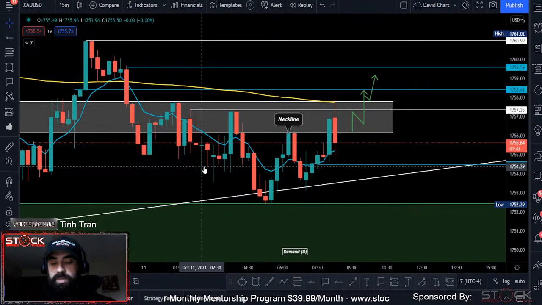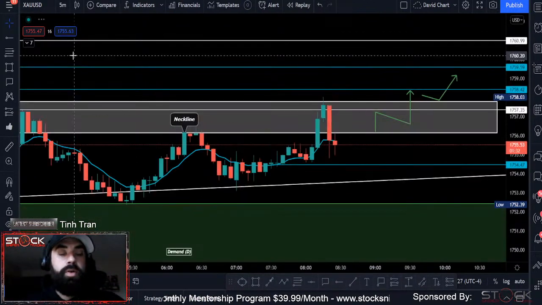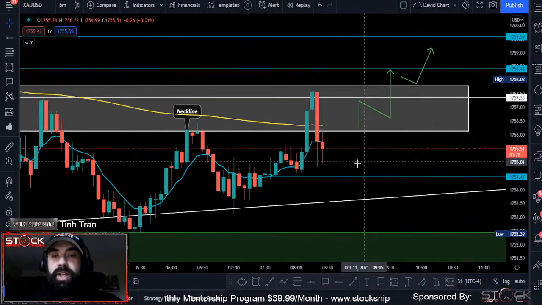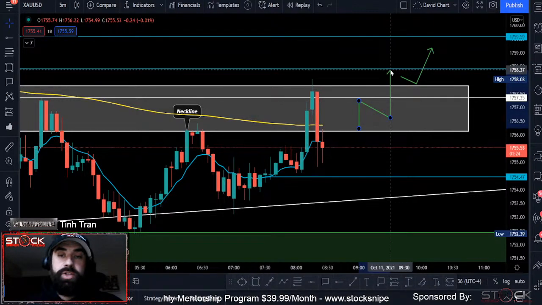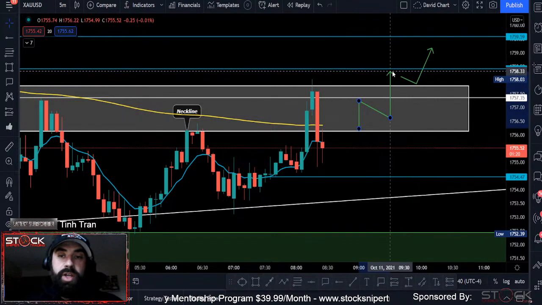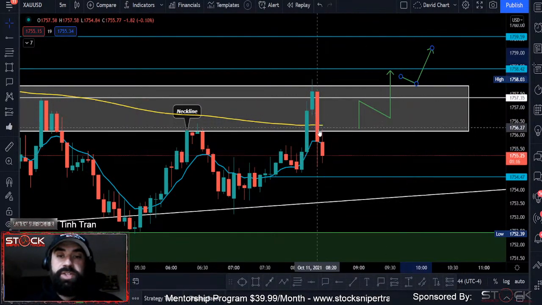Okay, one sec, guys. Okay, so let's switch down now to the 5. You can see that didn't follow through. Remember how I told you it has to have the push? It tried to, all right? It tried to push, and then the next continuation didn't even make it above here. Okay, see how they started to sell it off?